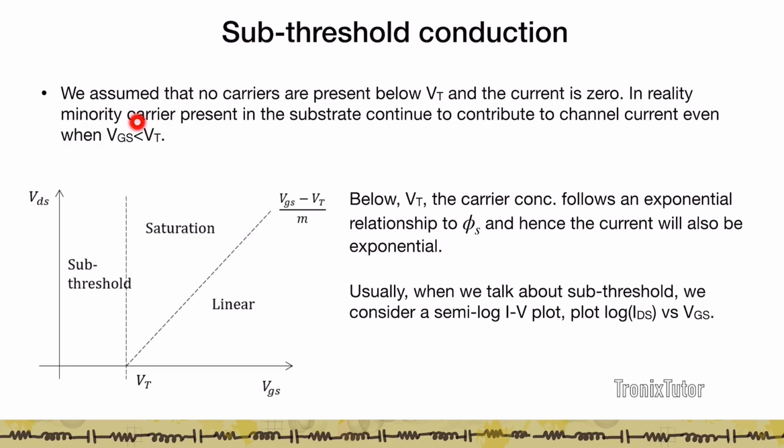It is these carriers that can conduct a current between drain and source even when the gate is below VT. Now below VT, the carrier concentration follows an exponential relationship with phi s, and so we expect the current to be exponential. That is, as you increase VG from 0, you expect the current to rise exponentially. Therefore, when we talk about subthreshold, we normally consider a semilog IV plot because we expect I to change very rapidly with respect to VGS.